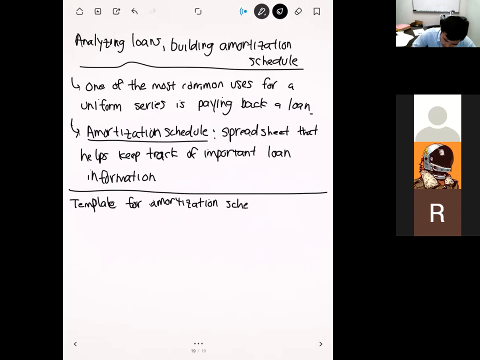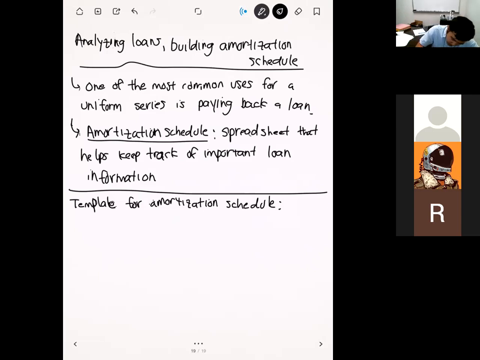Traditionally these amortization schedules are made in some kind of spreadsheet program, like Microsoft Excel or Google Sheets. Those programs make it pretty convenient to make something like this, but you can also do it by hand too, and it's actually not that bad. Usually at the top of an amortization schedule, you'll have 4 important pieces of information.